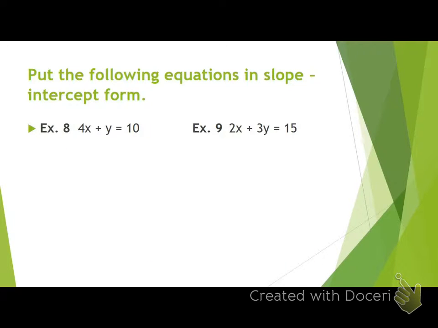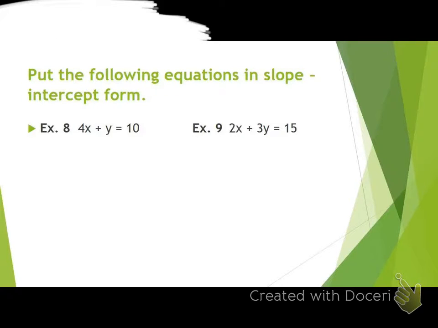Okay, we've got one more topic on our review notes. Put the following equations in slope-intercept form. So, as a refresher, what is slope-intercept form? Good. Y equals mx plus b. That is what we want this to look like. We want y to be alone on the left side of the equal sign, then our x term, and then our constant term at the very end. So what needs to change or move or rearrange on number 8 for that to happen?